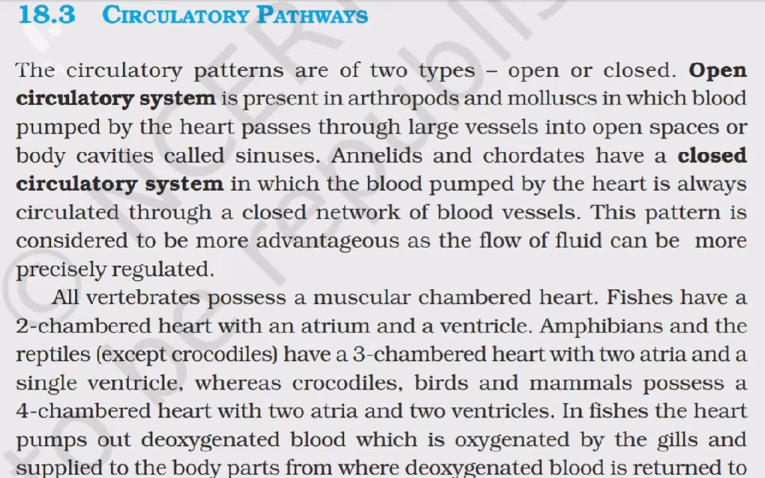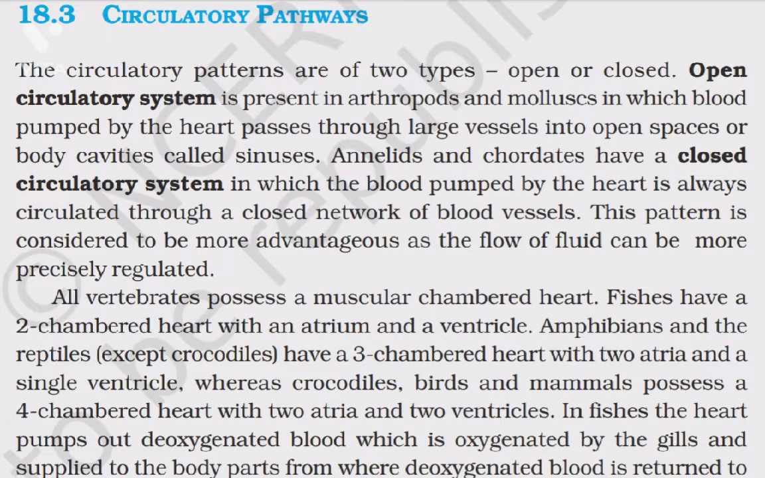Annelids and chordates have a closed circulatory system in which the blood pumped by the heart is always circulated through a closed network of blood vessels. This pattern is considered to be more advantageous as the flow of fluid can be more precisely regulated. All vertebrates possess a muscular chambered heart.